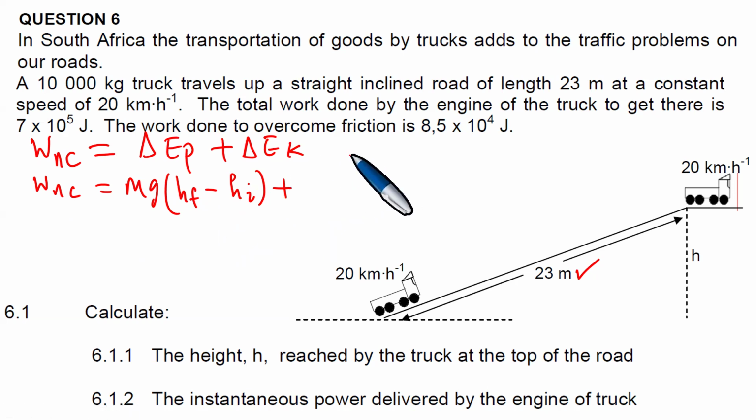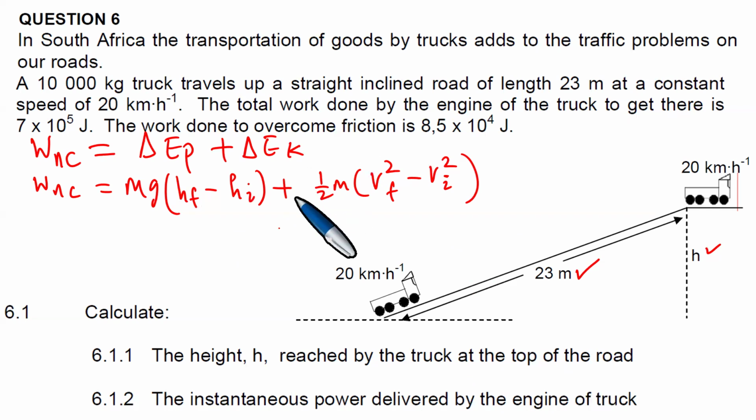And then here, what you have is half m v squared final minus v squared initial. We want to find this height h reached by the truck at the top of the road. And therefore we recognize something, that the total work done by the engine of the truck to get there.